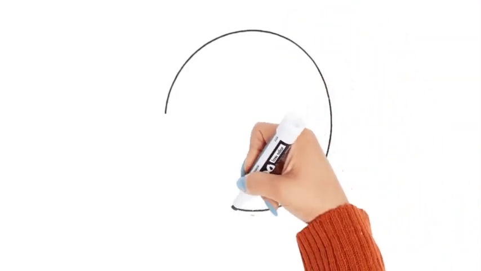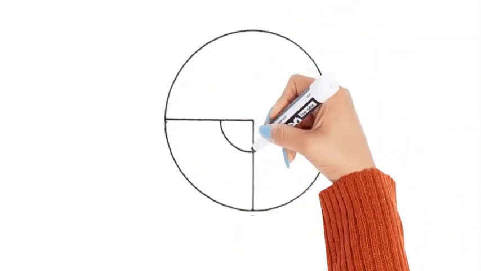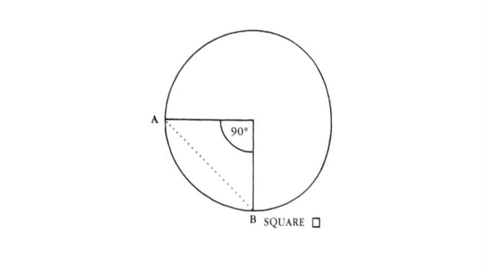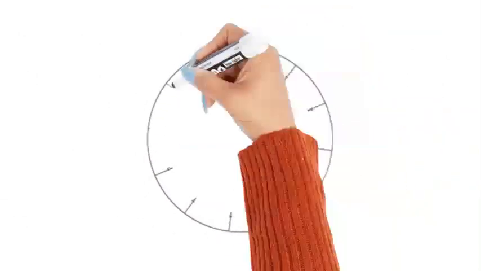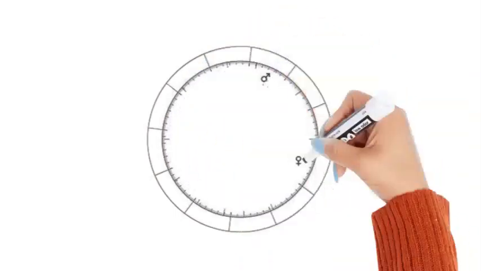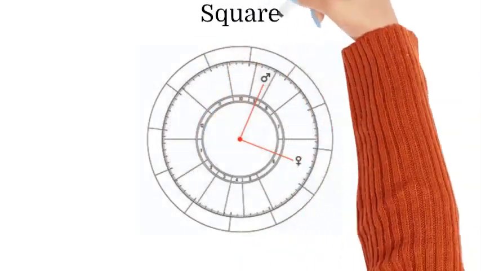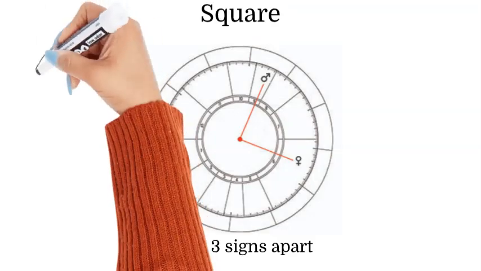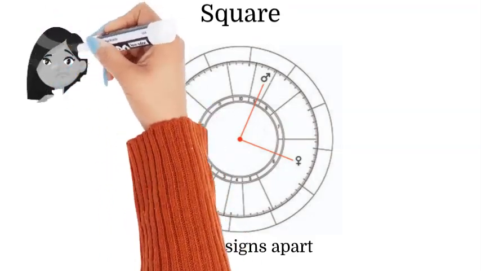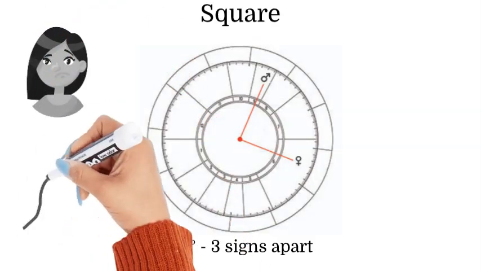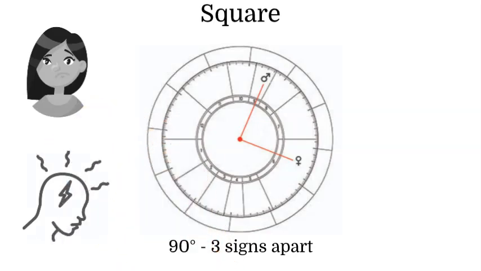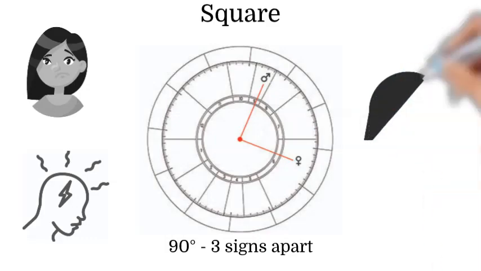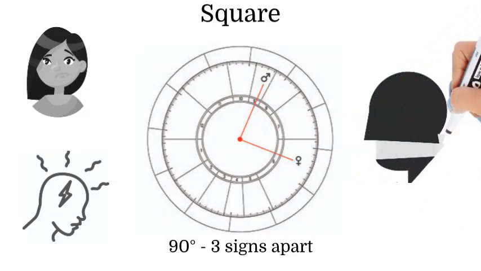And lastly, the square. The square aspect in astrology is a 90-degree angle formed by two planets. So when two planets fall 90 degrees or 3 signs apart in your chart, they form a square. Squares are said to be the hardest aspects in astrology. They create a lot of tension and can even block the flow of energy. We feel the squares. They struggle to express themselves.